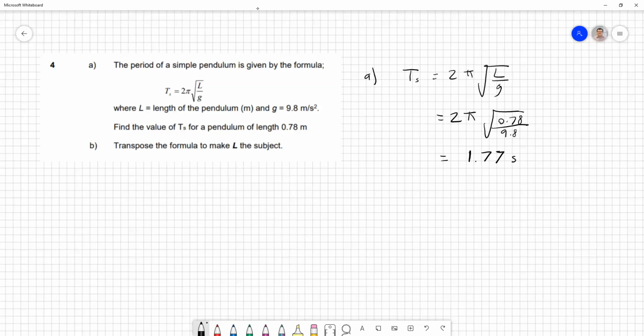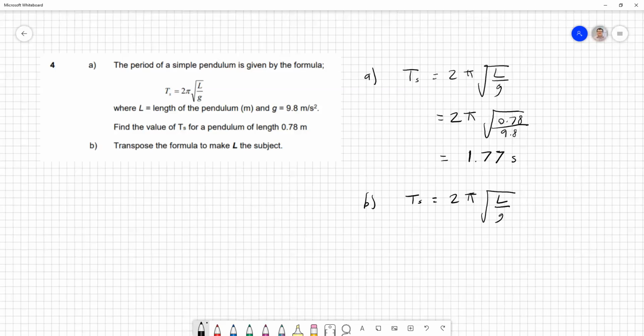In the second part, we're asked to make L the subject of the formula. So making something the subject of the formula, same thing as rearranging, same thing as transposing, and that's what we've been looking at in class. So I'll always start by writing out our formula first of all. So there's this T subscript s is equal to 2 pi times the square root of L over g. And our objective here is to get to L.